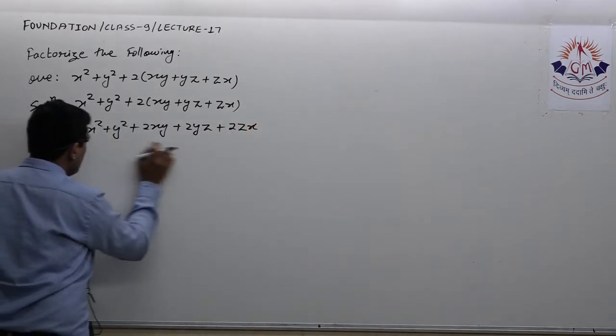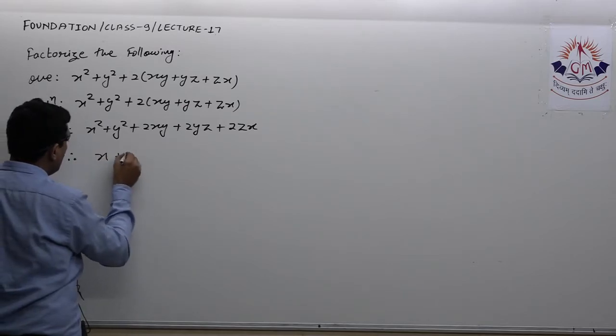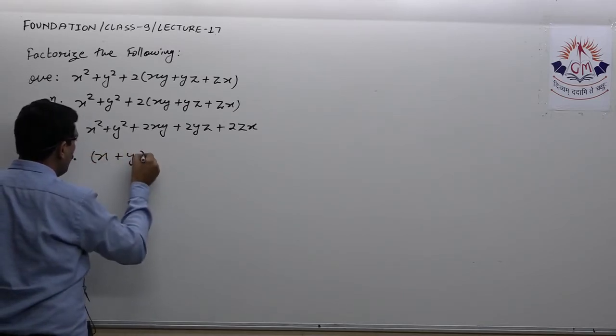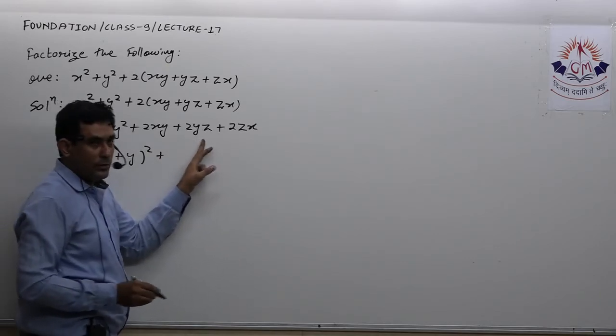So now the first three terms of this expression give you the identity of x plus y whole square. Now from these two you can take 2z common.